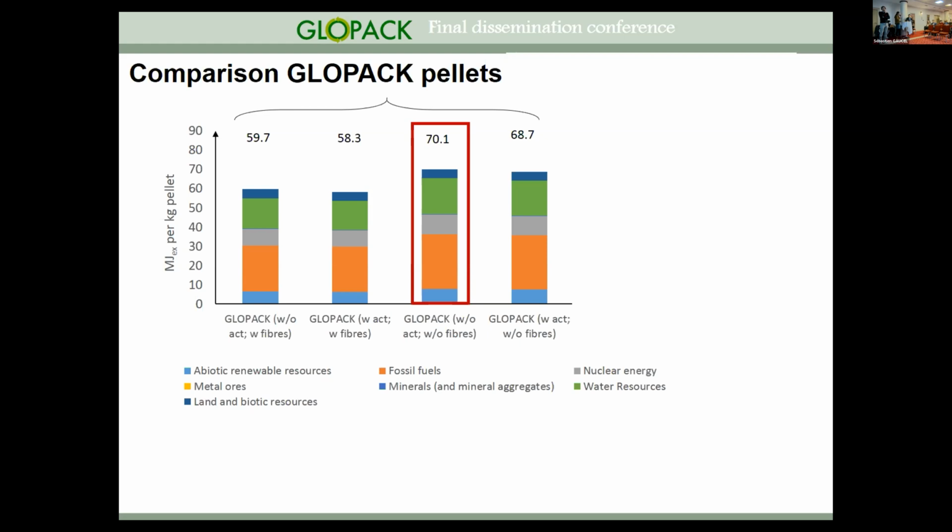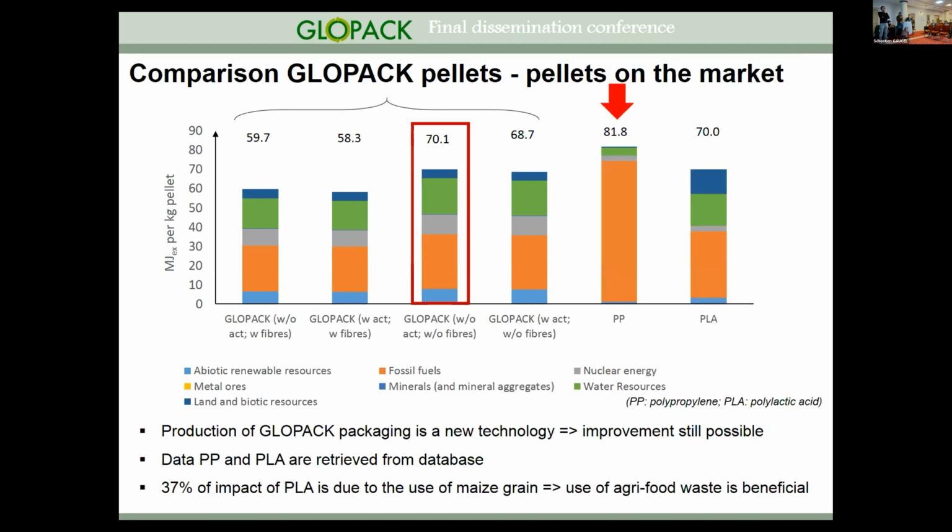the resource footprint. But if we now compare this with pellets on the market, I've here shown you polypropylene, and here we have polylactic acid. Polypropylene has a higher resource footprint. It's mainly due, which is quite logical, to the fossil fuels, so this orange color. If we go to PLA, then we see that this is really very similar to the Glopack pellets which were used in the experiments today.